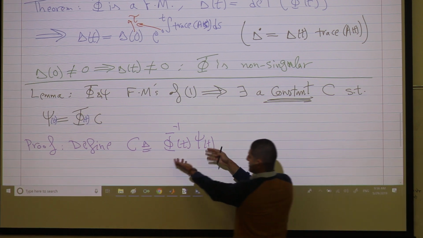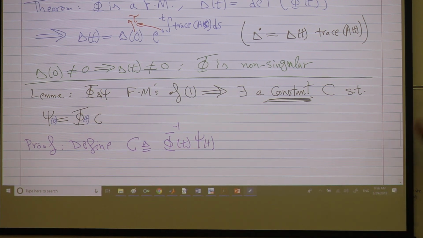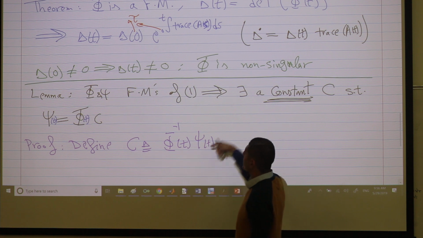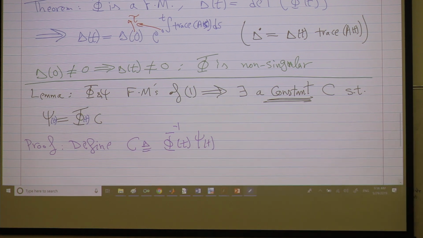Obviously, it's non-singular because I can invert any of these, because we just proved that, or we just stated the theorem. But the interesting issue is that whenever you do that for any time, it gives you the same matrix. So I need to show that C is constant. So I will compute C dot. This is phi inverse epsilon dot plus d by dt of this inverse matrix times epsilon. Okay?